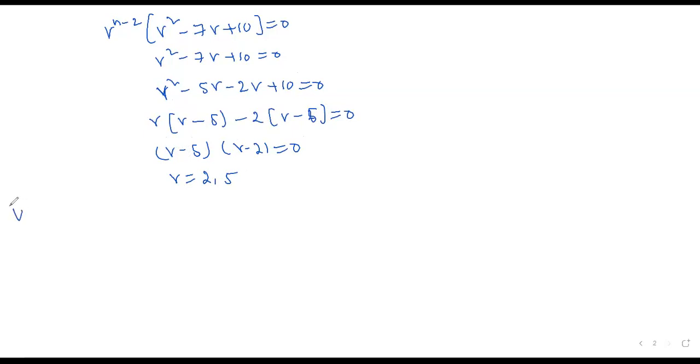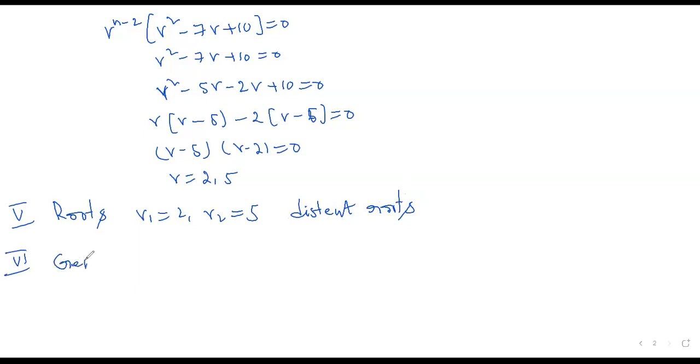Step 5 is roots. What are the roots? The roots r1 equals 2 and r2 equals 5. These are the two distinct roots. If you find the distinct roots, what is the general solution I told you? Step 6 is the general solution of the homogeneous linear recurrence relation.